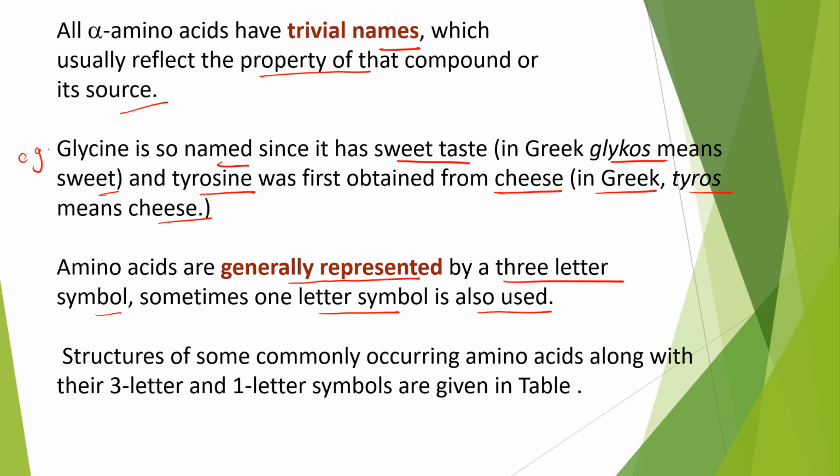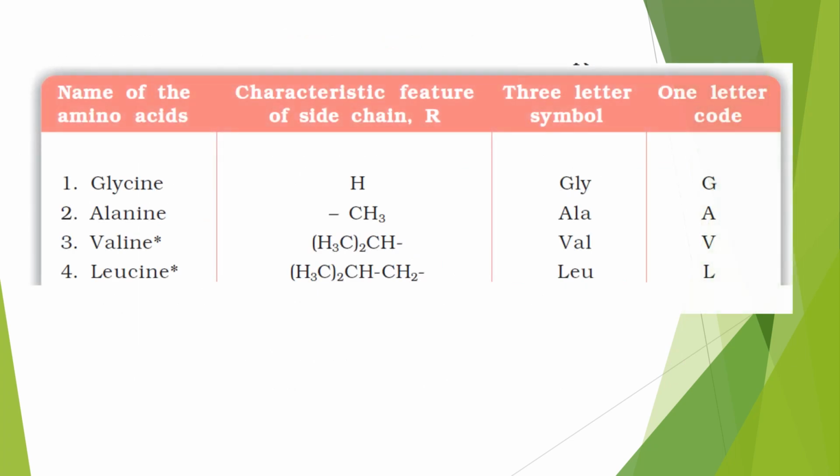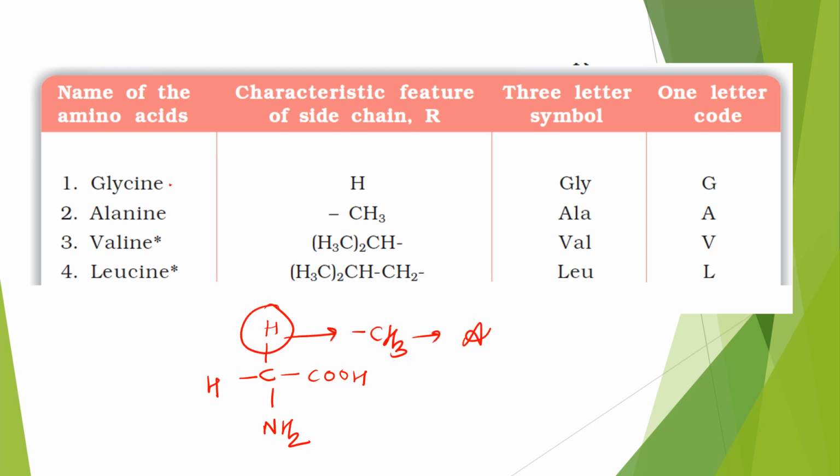Example, we will see in the table. So first, the simplest amino acid is glycine. Here there is a carbon atom in which there is a hydrogen, a COOH group is attached, there is an NH2 group, and again there is a hydrogen. So this is glycine. If one hydrogen is replaced by CH3, it becomes alanine. The three-letter symbol for glycine is GLY and the one-letter code is capital G. Similarly for alanine, the three-letter symbol is Ala and the one-letter code is capital A.